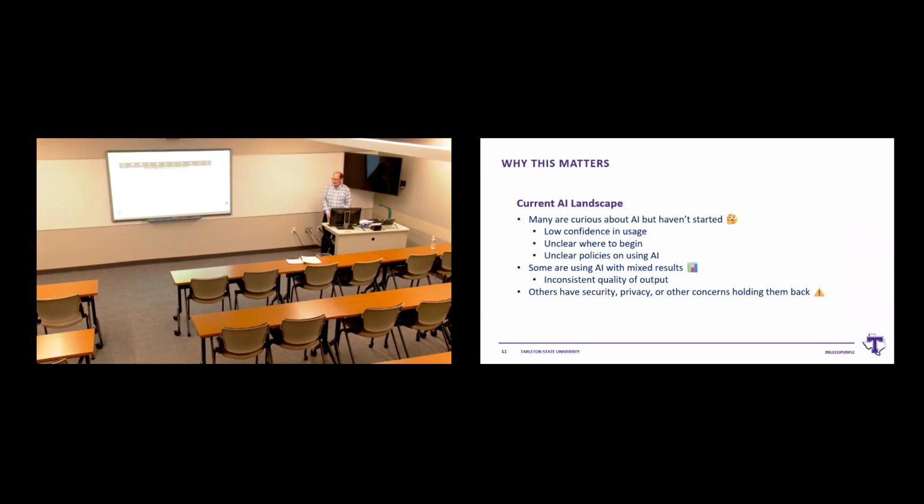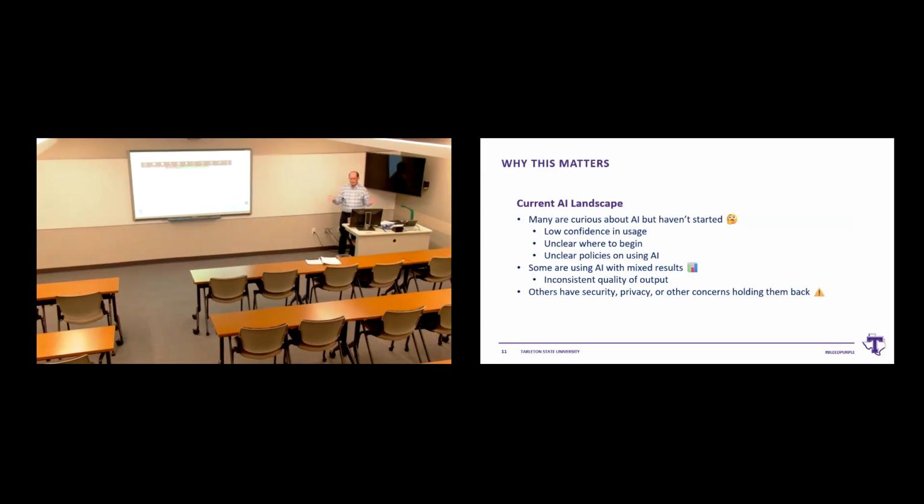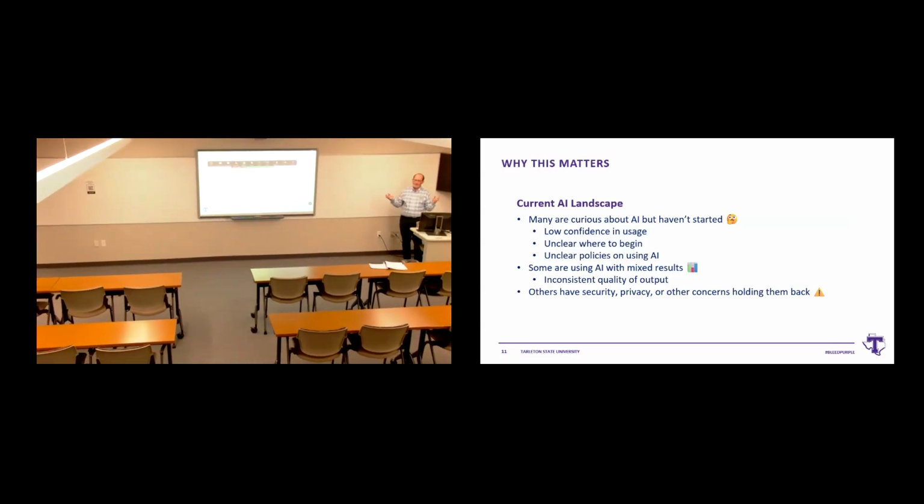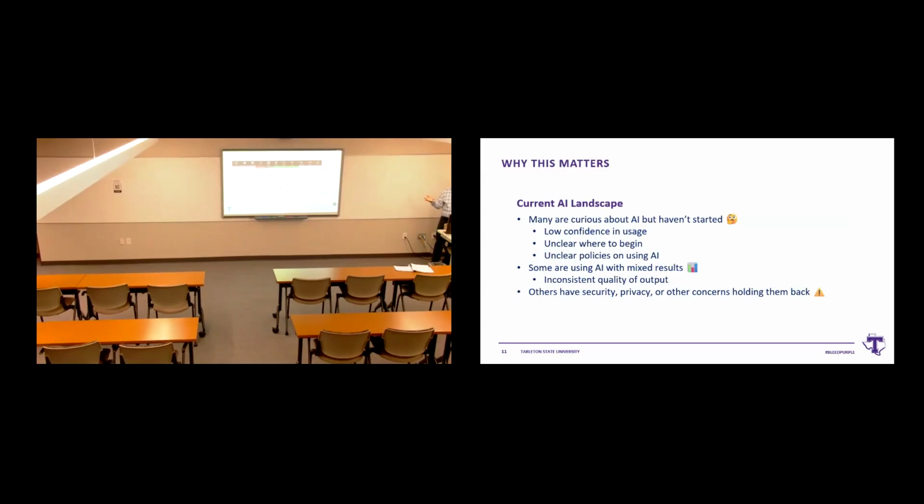So in the landscape with AI users right now, there's a lot of people who are hesitant about getting started. They've got low confidence in usage. They don't know how to get started. Things are unclear. Policies are unclear. Surely our AI policies aren't unclear. Oh, wait, they're a little bit unclear. Part of that's because no one really knows what's going on and things are changing rapidly.